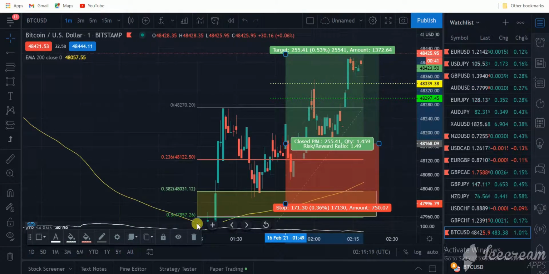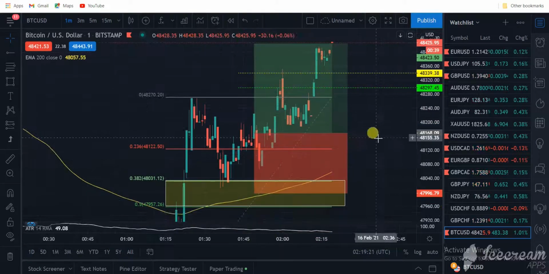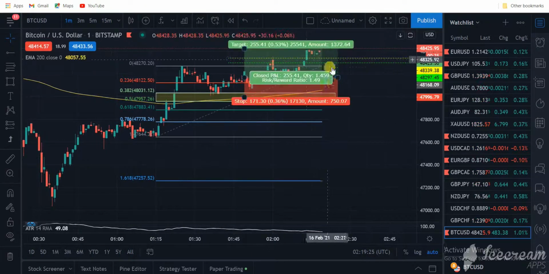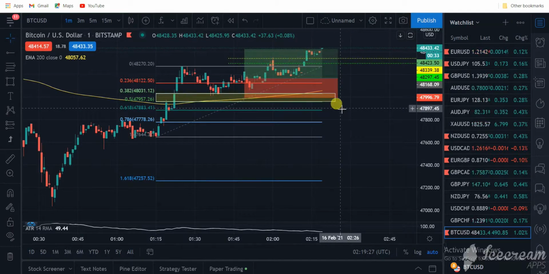Let's see the results. As you can see, take profit was smashed for a 1-to-1.5. So clearly guys, we won this trade. Just keep trailing your stops, guys, to cover as much of the trade as you possibly can.